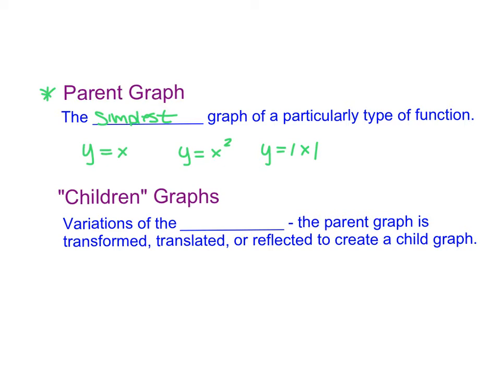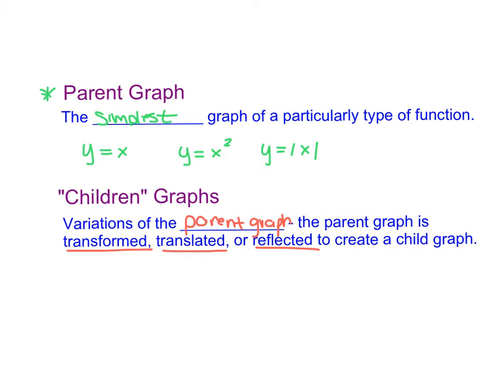Now, children graphs use parent graphs. They are variations of the parent graph. So essentially what's happened is when we have a child graph, the parent graph is transformed, translated, which means it's moved, or reflected to create a slightly different graph. So these children graphs are basically slightly modified parent graphs.